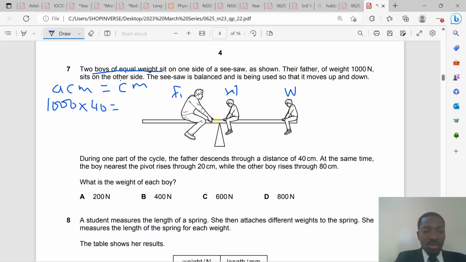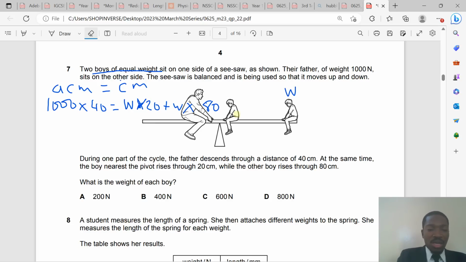Okay, so the clockwise moment will be the weight of the first boy, W, which you do not know, times his distance from the pivot. The distance of the first boy from the pivot is 20, plus the weight of the second boy, which is W, multiplied by his distance from the pivot. The distance of the second boy from the pivot is 80. So this is the expression that you will solve. Once you solve this equation, you get the value of W, okay? And that W will be the correct answer you are looking for.